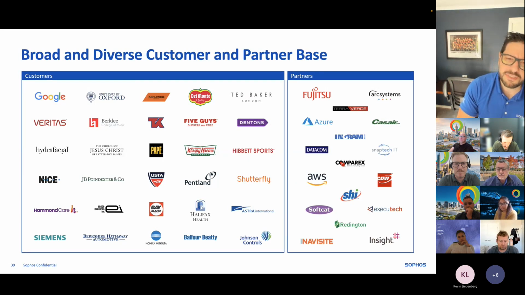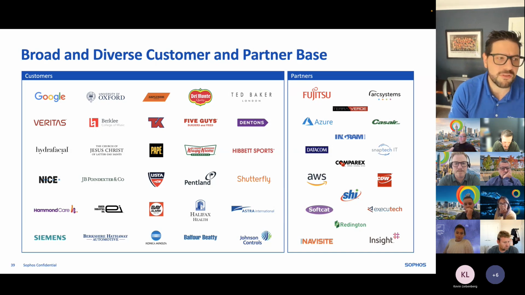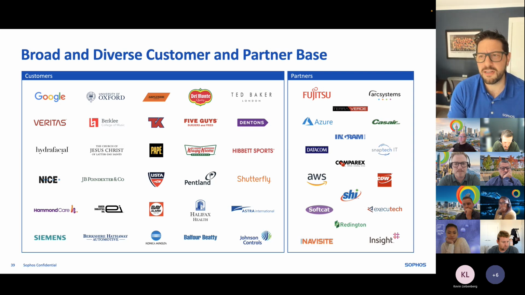If you like logos, there's millions of these. There's some big brands in there. There's some Aussie ones, there's some international ones. I mean, customers like Google are now running this product. There's universities in Australia that are running this product. There's government departments that are running this product.